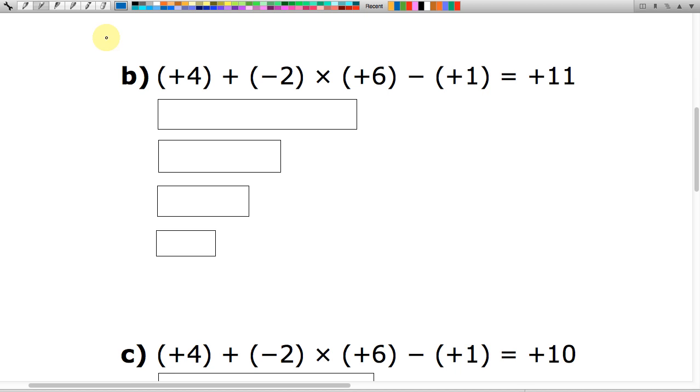Part B, you can see we've got exactly the same expression, and if you were to calculate this, you would not get 11. So how do we get 11? Well, by putting some brackets in, but where should they go? See if you can figure out where the brackets should go. Pause the video, give it a shot yourself, and then come back.